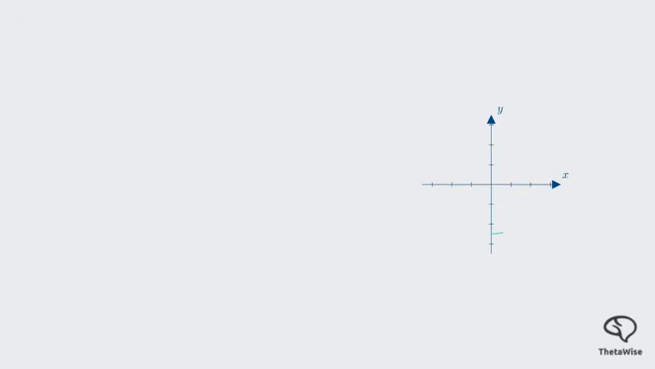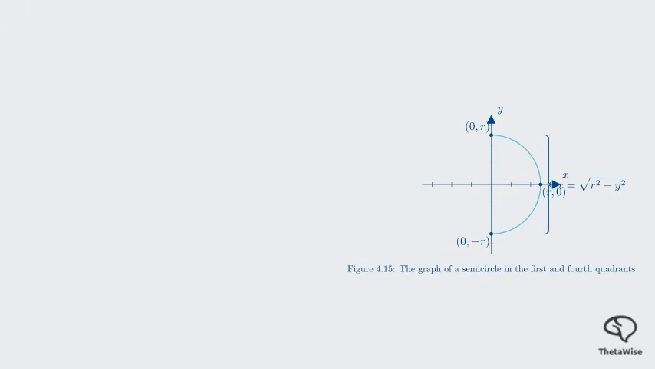Figure 4.15 shows us this graph. It's a semicircle in the first and fourth quadrants, opening to the right. Its points extend from the y-axis out to the point (r, 0). This is the graph of x equals the square root of r squared minus y squared.